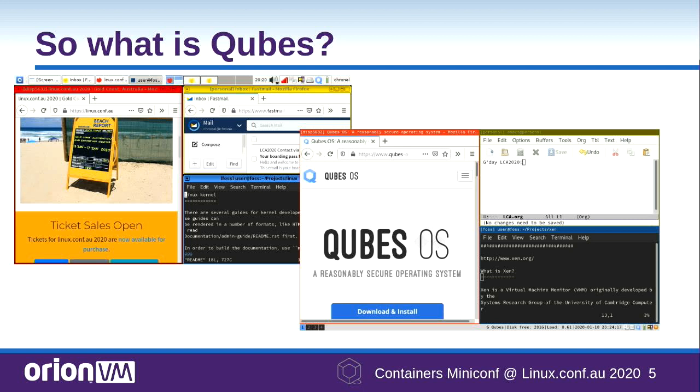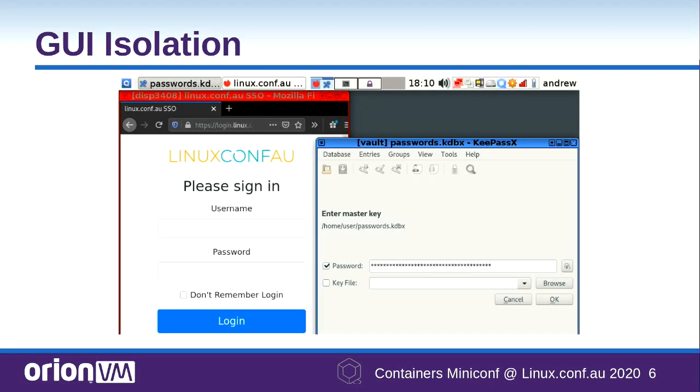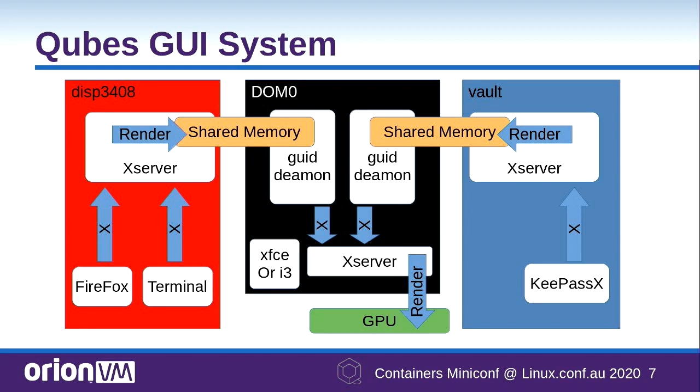However, this sort of thing has to be stitched together in some way. So here's another example. We have a login for our website, and then a password manager. You'll notice one of them is in a vault qube, and another is in a disposable qube. Essentially, we have to have a way of printing this out in some systematic way. So this is the GUI system, and there's a lot there, so let's go through it bit by bit.